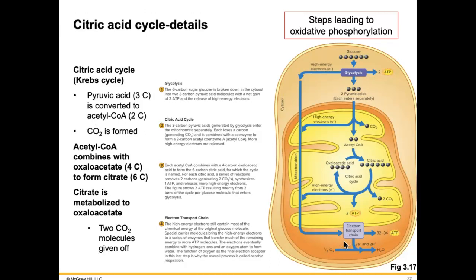First, we have our citric acid cycle, and this is going to start with our pyruvic acids. Remember, we got that as an end result of glycolysis. And we are going to have each of these molecules enter in separately and convert it to acetyl-CoA. So you can see acetyl-CoA over here. You can see that it involves 2 carbon atoms. And as a result of this conversion, we are going to have 2 carbon dioxide molecules as well.